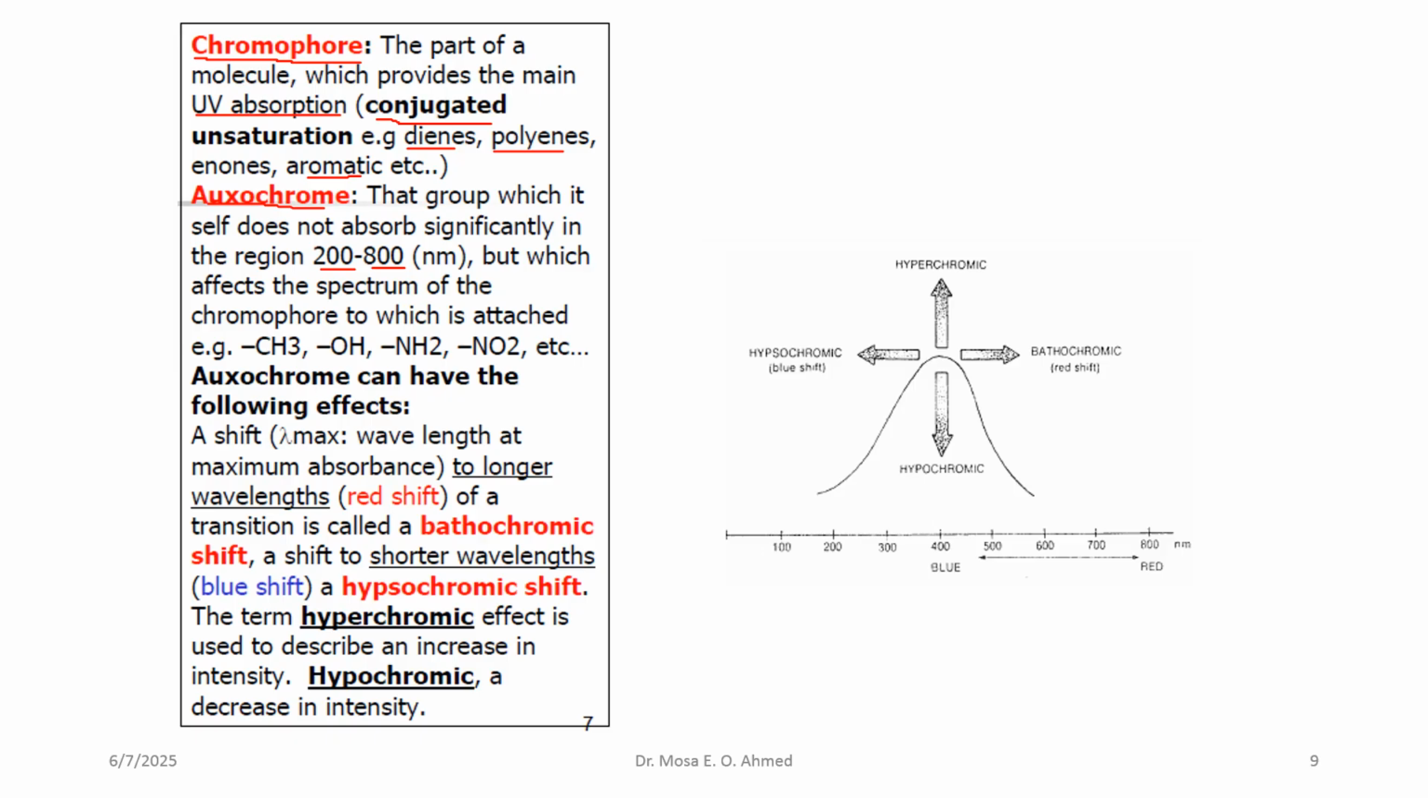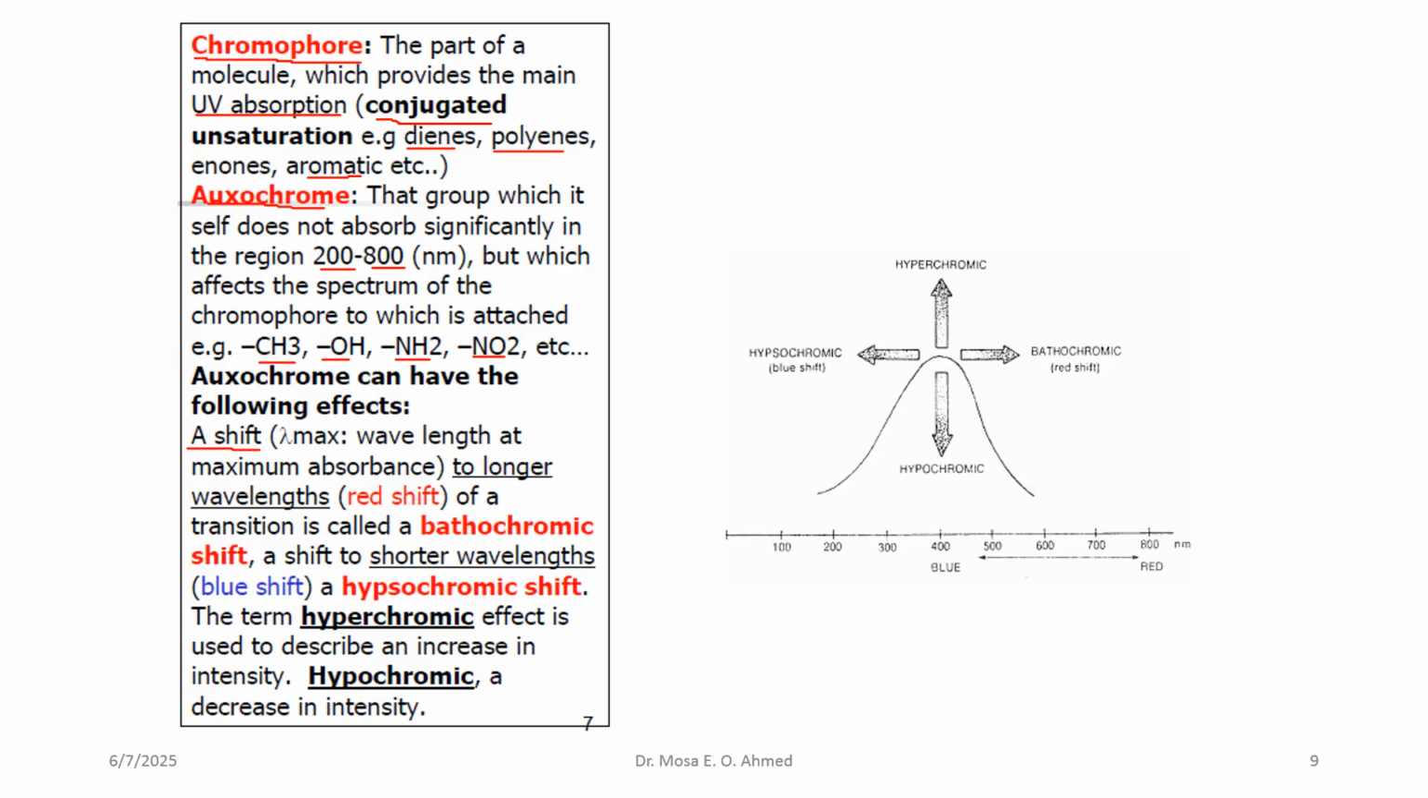Examples of auxochromes are the alkyl group or methyl group, hydroxy group, amino group, and nitroso group. Auxochromes can have the following effect: the type of effect produced by auxochrome groups is a shift. Shift means the lambda max, the wavelength at maximum absorption, moves to longer wavelengths.